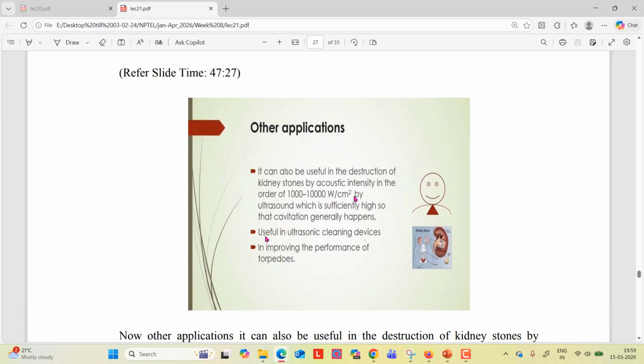Also, it has other applications. It can be useful in the destruction of kidney stones by acoustic intensity in the order of 1000 to 10,000 watt per centimeter square by ultrasound, which is sufficiently high so that cavitation generally happens. It is useful in ultrasonic cleaning devices and in improving the performance of torpedoes.